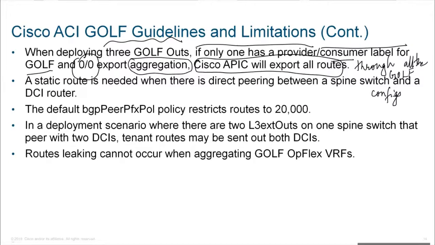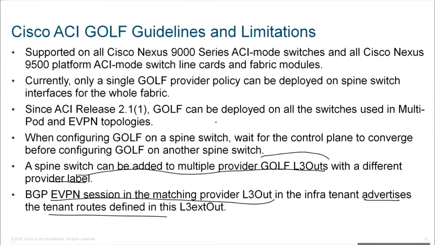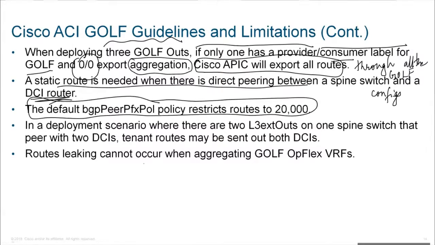Well, if there's direct peering between the spine switch and your data center interconnect router, that means if you're going to be using that same router for inter-pod network, you're going to be configuring static routes. That's what it's showing you there. That's actually telling you that the default policy restricts the routes to 20,000 in the longest prefix match table.